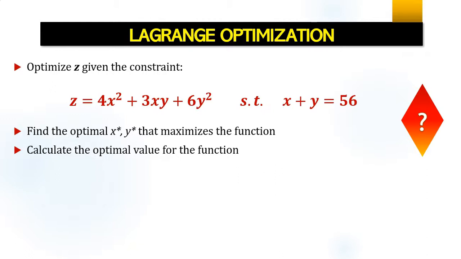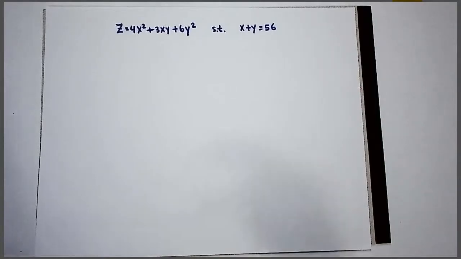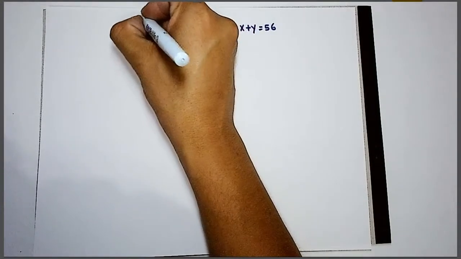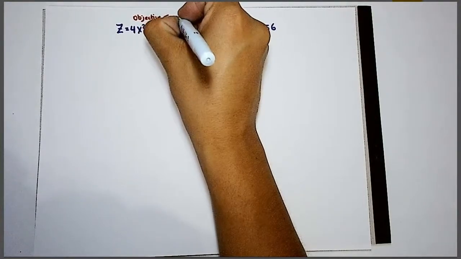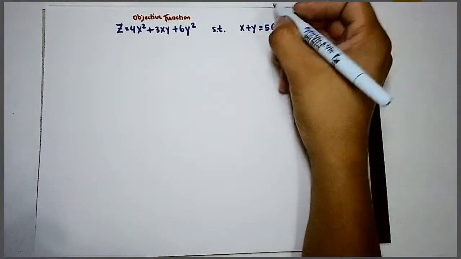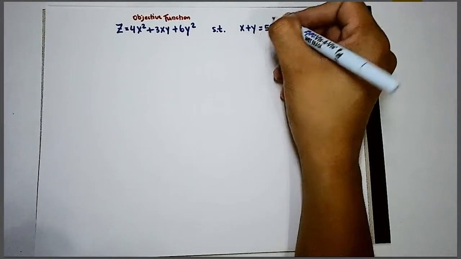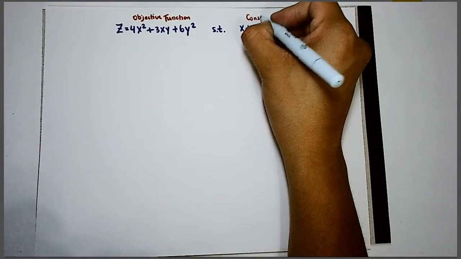In this problem, we need to optimize z given this constraint. First, we will find the optimal combination of x and y that maximizes the function, and then we will calculate the optimal value for the function. Here, z is our objective function, and x plus y equals 56 is our constraint.